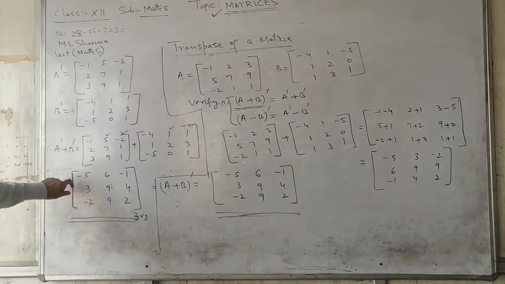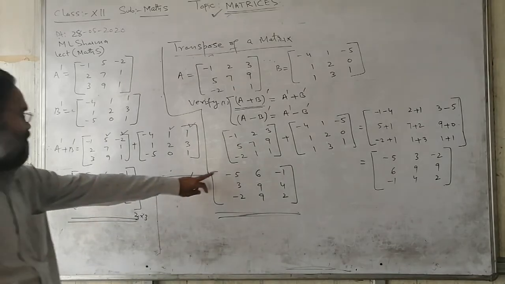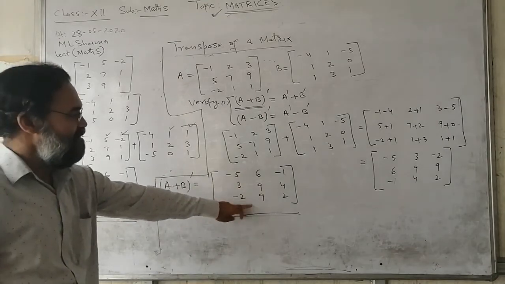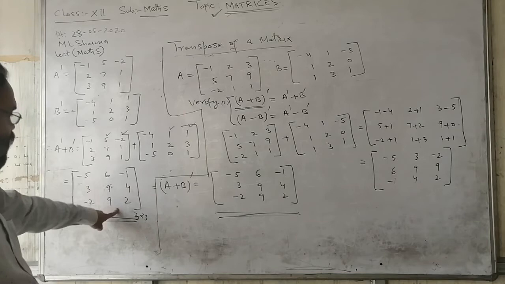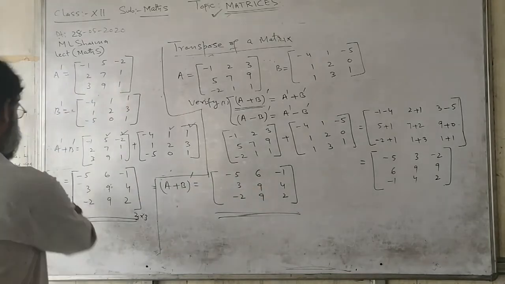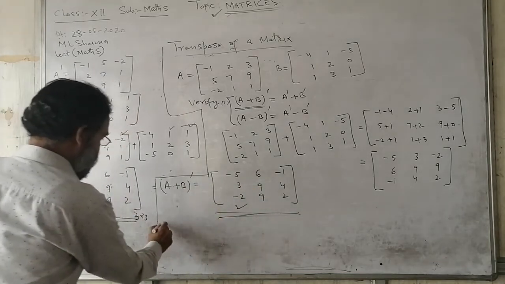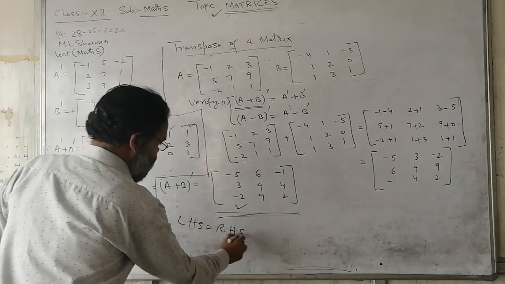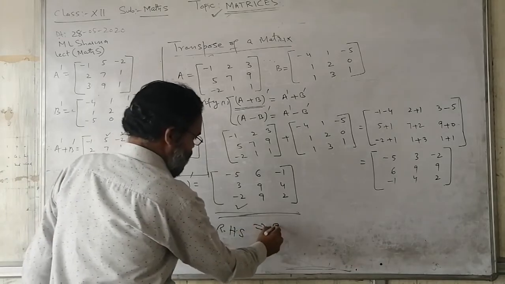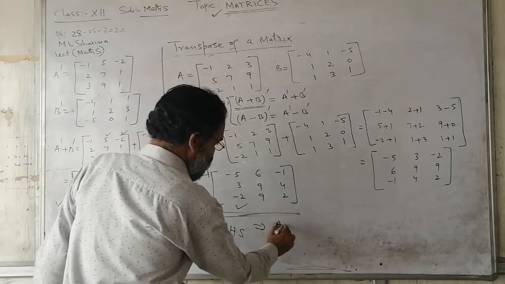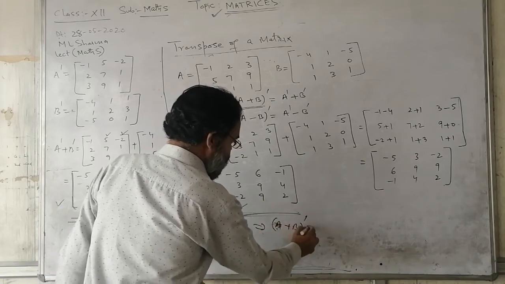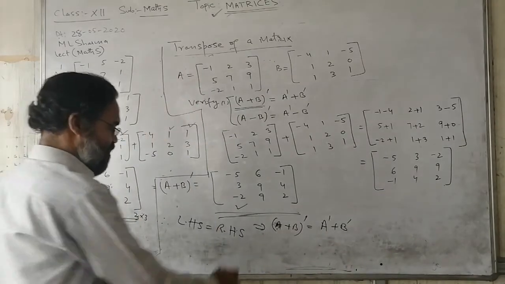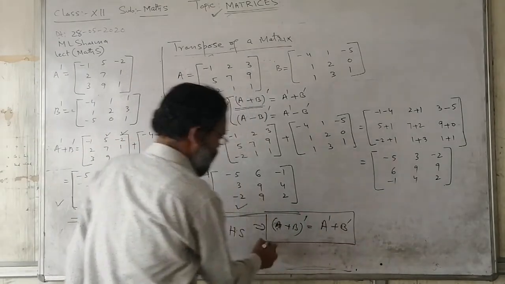So if I compare these two matrices, they are identical: 5, 3, minus 2, minus 5, 3, 2, 6, 9, 9, 6, 9, 9, minus 1, 4, 2, minus 1, 4, 2. So they are the same. That means left hand side equals right hand side. That means (A plus B) transpose is equal to A transpose plus B transpose. So this was to be verified.